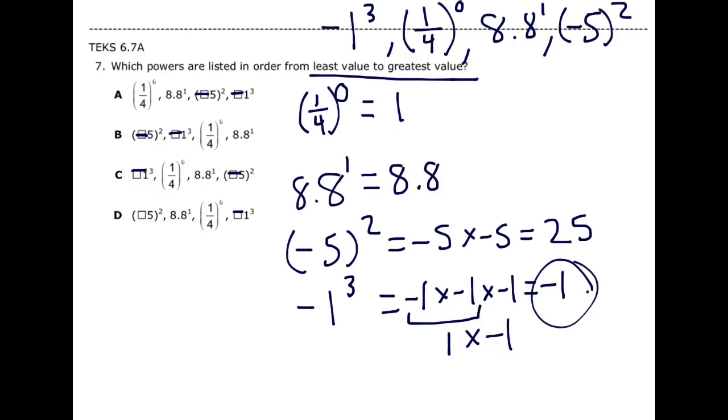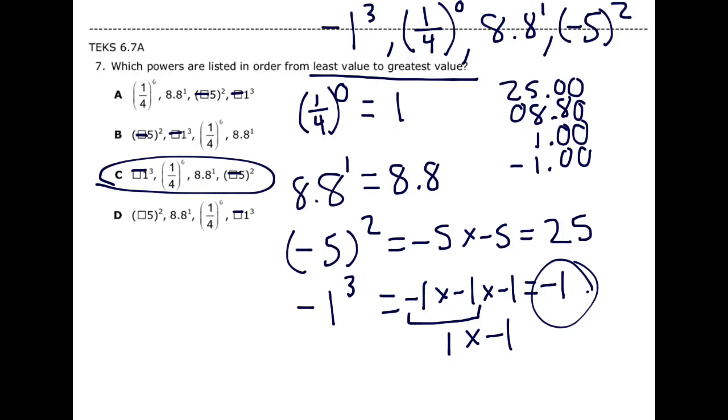And if I just took the values, like 25.00, I took 8 8/10, I took 1 whole, and I took negative 1 whole, you can see which ones are bigger, and so that can help you order them. So my first number is negative 1 to the third power, my next number is 1/4 to the 0 power, third is 8 8/10 to the first power, and then the last number is negative 5 to the second power. So my answer is C, because those are showing them in order from least to greatest.